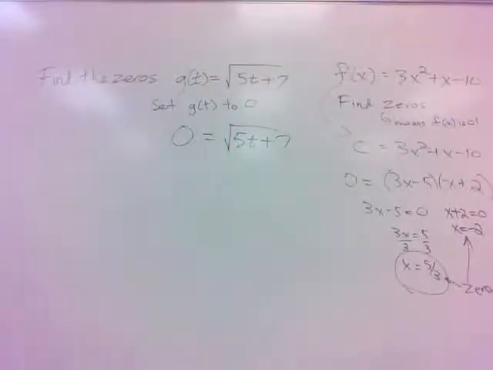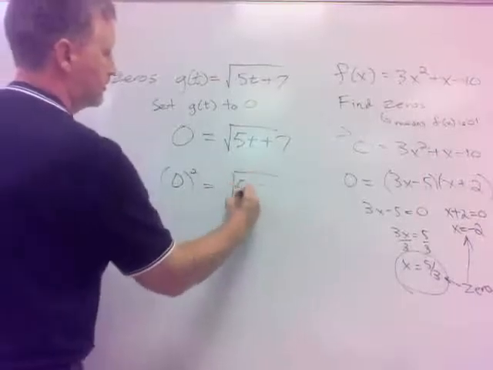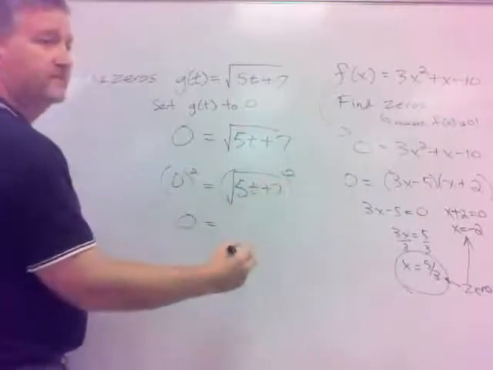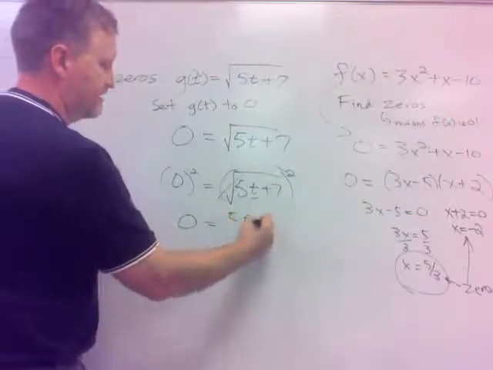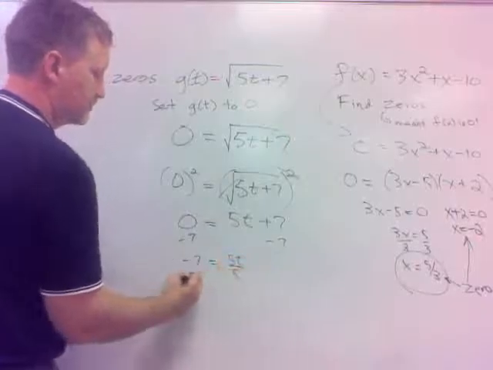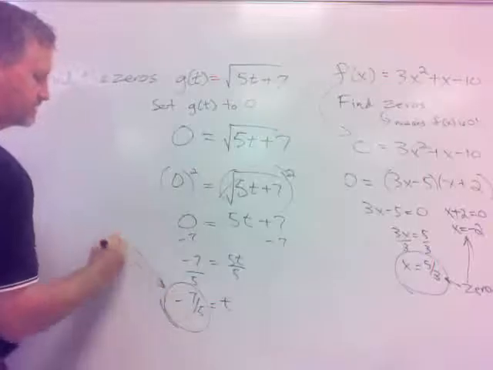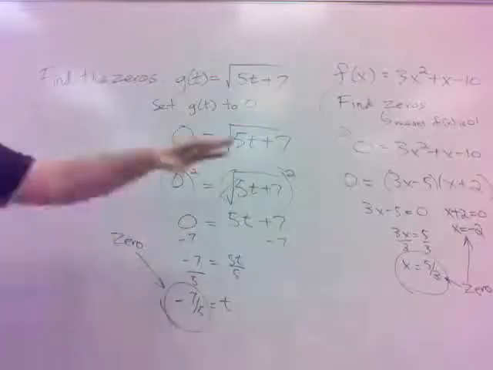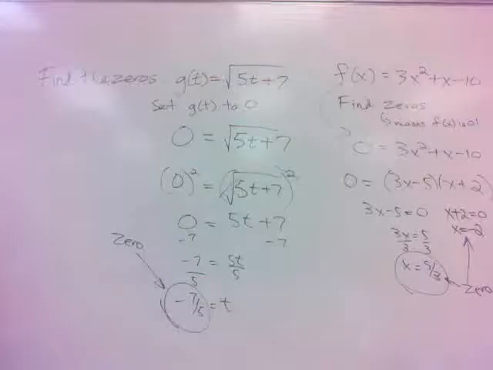And then solve that. How do I solve that? Square both sides. Zero squared is 0. Square root of 5t plus 7 squared. What is that? We did these earlier. Square roots cancel. So you get 5t plus 7. Subtract 7. Divide by 5. Negative 7/5 is t. And so negative 7/5, that's my zero. This one just has 1 zero. The previous one had 2 zeros. Like I said, it could be 1 zero, it could be 2 zeros, 3 zeros. Just depends on the type of function. With me on that, okay?